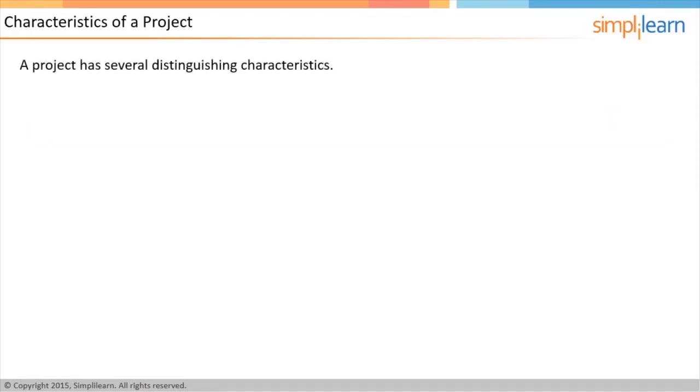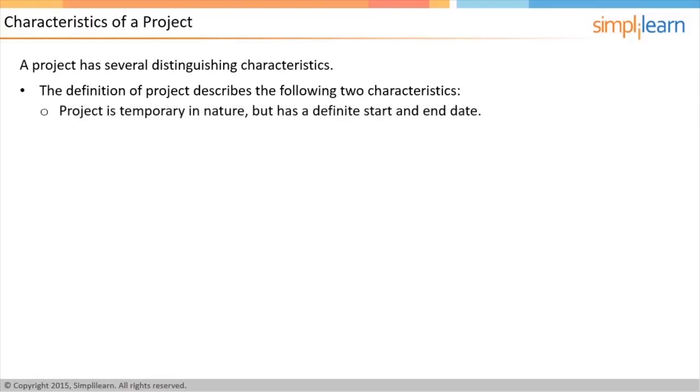A project can be distinguished based on its characteristics. The definition describes 2 characteristics of a project. First, it is temporary in nature. Temporary here does not mean short in duration. A project can extend for long duration based on the requirements. For example, creating a new indigenous missile defense system for a country. However, there is always a definite planned start and end date for a project. It cannot go on indefinitely.